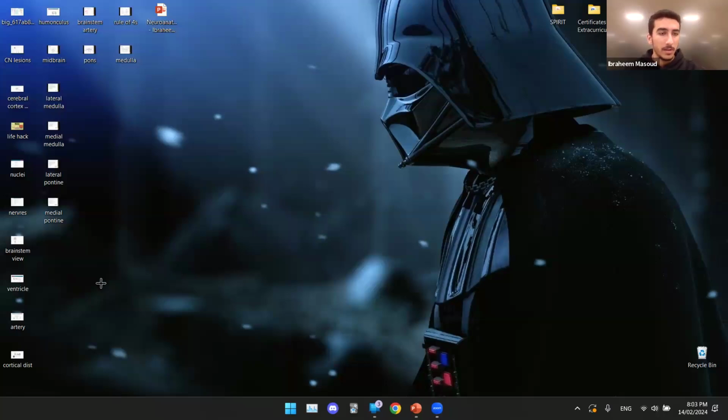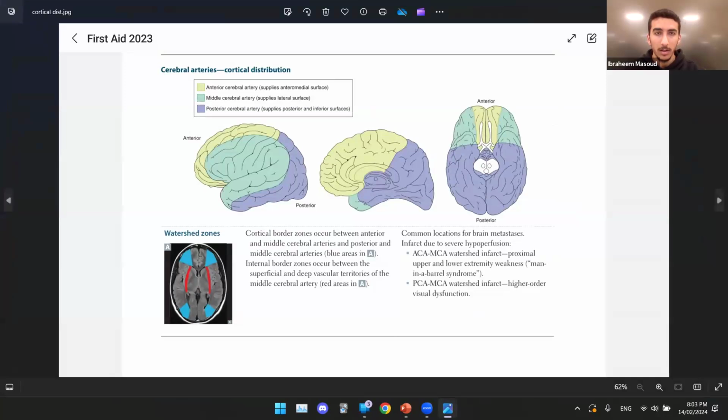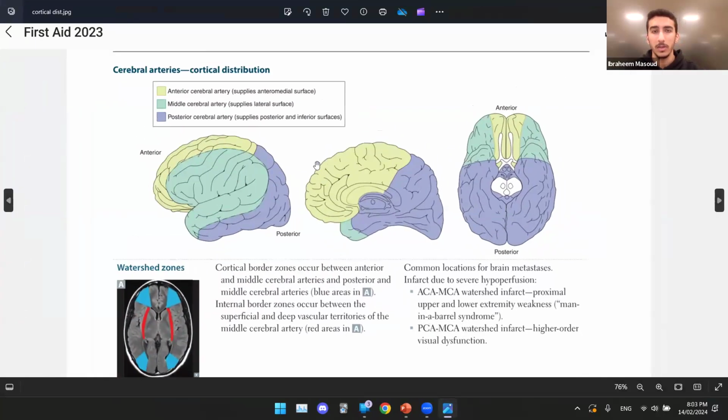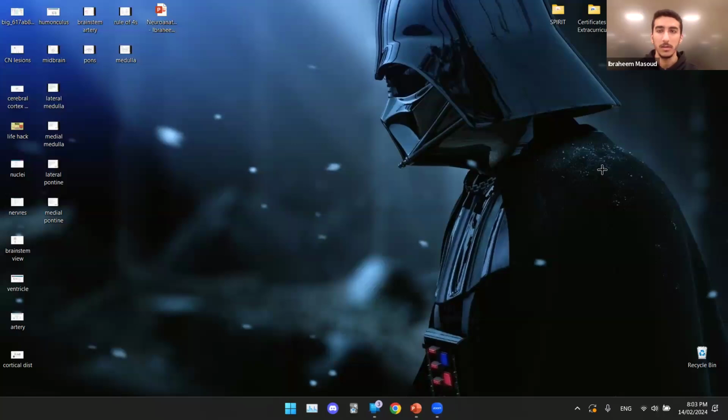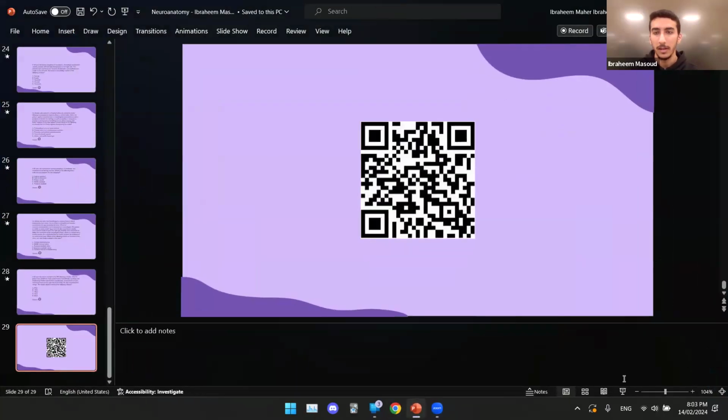Let me see if there is anything. Yeah, this is also nice to know, the distribution of each artery. So, for example, if the anterior artery has a stroke, this is the part of the brain affected. When I told you middle cerebral, it's this area. So Broca's is middle cerebral, for example. Keep them in mind. These are important. Nice stuff, and that's it.